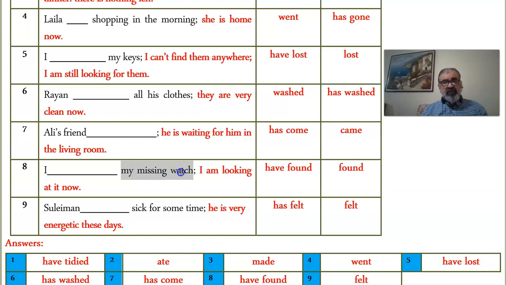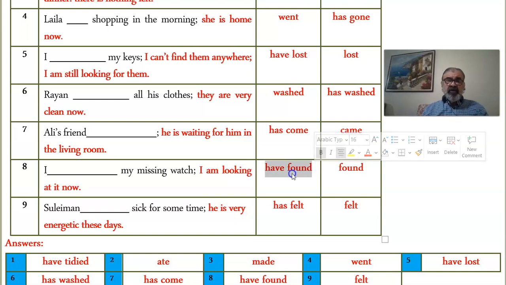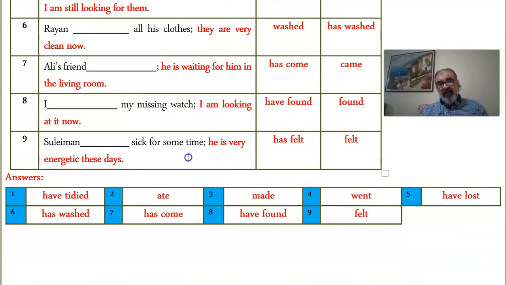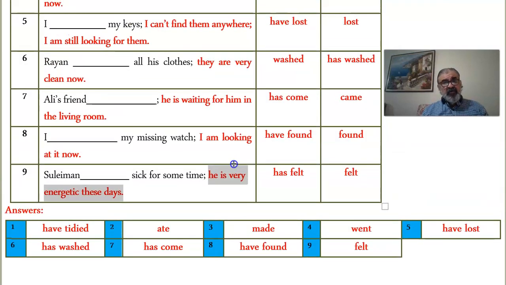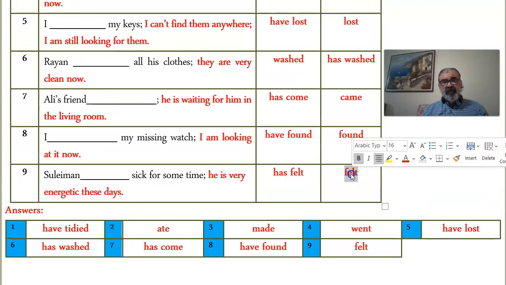My missing watch, I can't find it. I'm looking for it now. So you say, actually I found it. I'm looking at it now. So you say, I have found it. Because you're connected to the present. The last one, Suleiman, sick for some time. Now he's very active and energetic. So does he still feel sick? No. So we say, he felt.